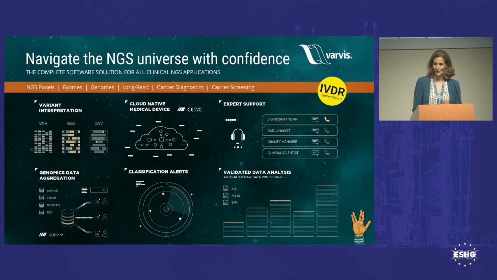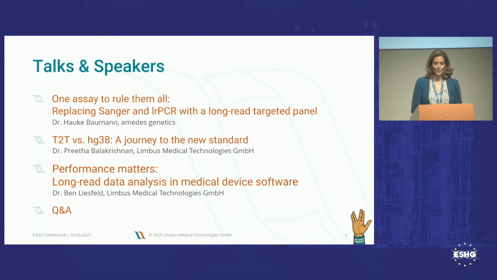And that's it for a short introduction. Let's jump in to what the session is actually about. We have 3 speakers, 3 talks that will talk to you the next hour. We will start with Dr. Hauke Baumann with his talk, One Assay to Rule Them All. You will learn how he and the team at Amedes Genetics replaced Sanger and long-range PCR assays with a long-read targeted panel.